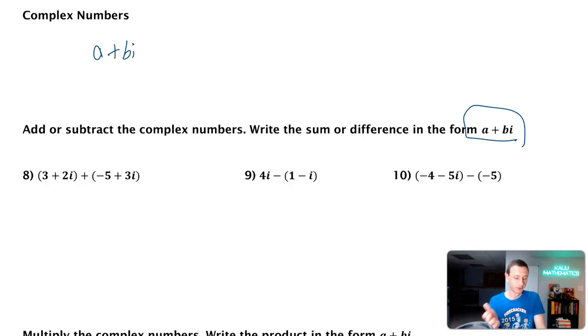It's an addition problem. The parentheses are just symbolizing that we have this complex number plus this complex number. Just like if you had a polynomial plus a polynomial, it would be the same concept where you're just adding the like terms. The parentheses are really serving no purpose other than indicating this is a complex number, and this is a complex number. Then you add. So I'm going to combine like terms. 3 plus negative 5 is negative 2. 2i plus 3i is 5i.